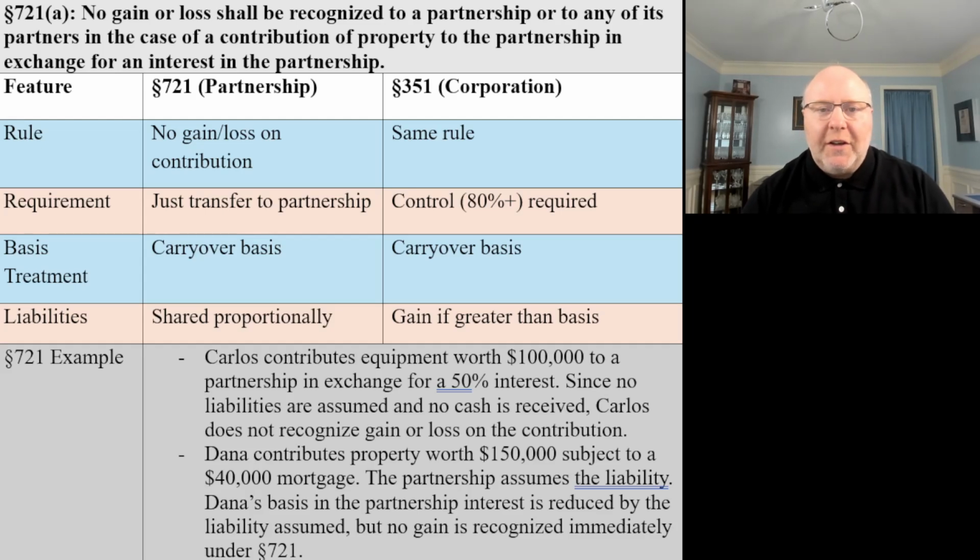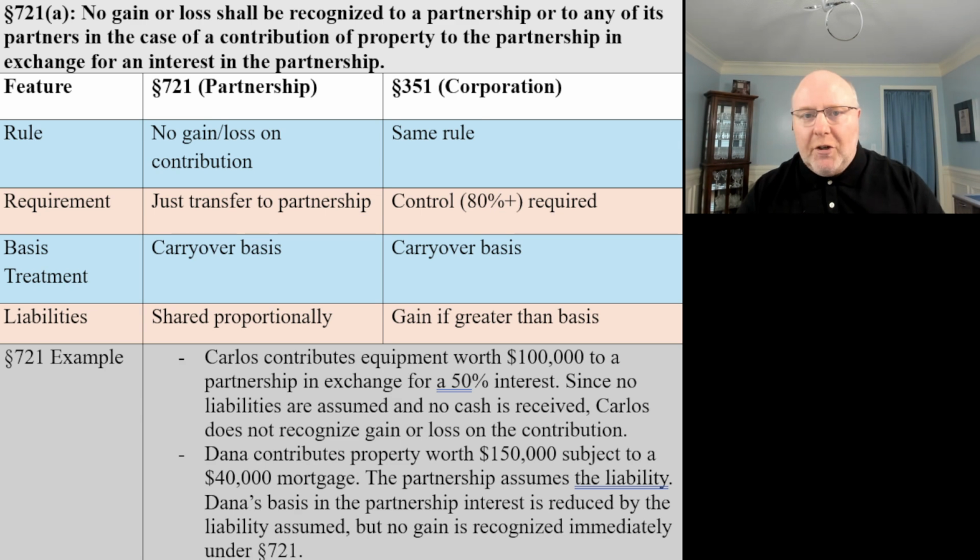I'm a tax professor and tax attorney, and in this video I'm going to be talking about the basics of Section 721, which relates to the formation of a partnership. Under Section 721(a), the code says that no gain or loss shall be recognized by the partnership or any of its partners when property is exchanged for a partnership interest.